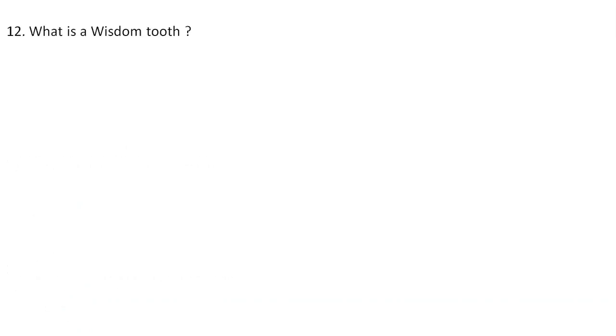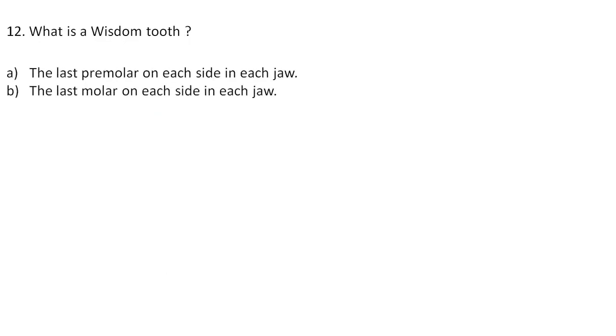Now the next question is, what is a wisdom tooth? And the options are option A, the last premolar on each side in each jaw, or else option B, the last molar on each side in each jaw.